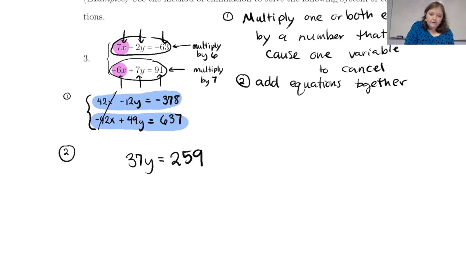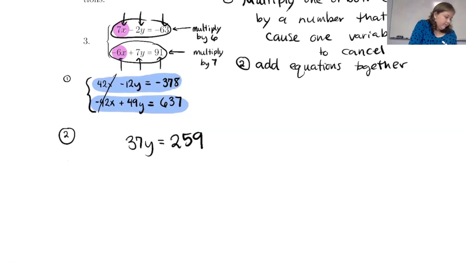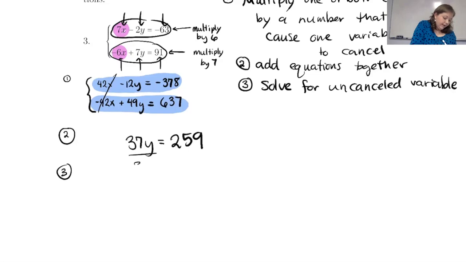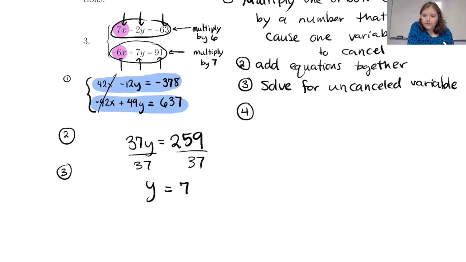Okay. So now we can solve for y. That's what I'm going to do, solve for the uncanceled variable as step 3. So step 3, I will divide by 37, and we'll get y equals 7. Okay. So for step 4, we will plug what we just got in step 3 into either equation.